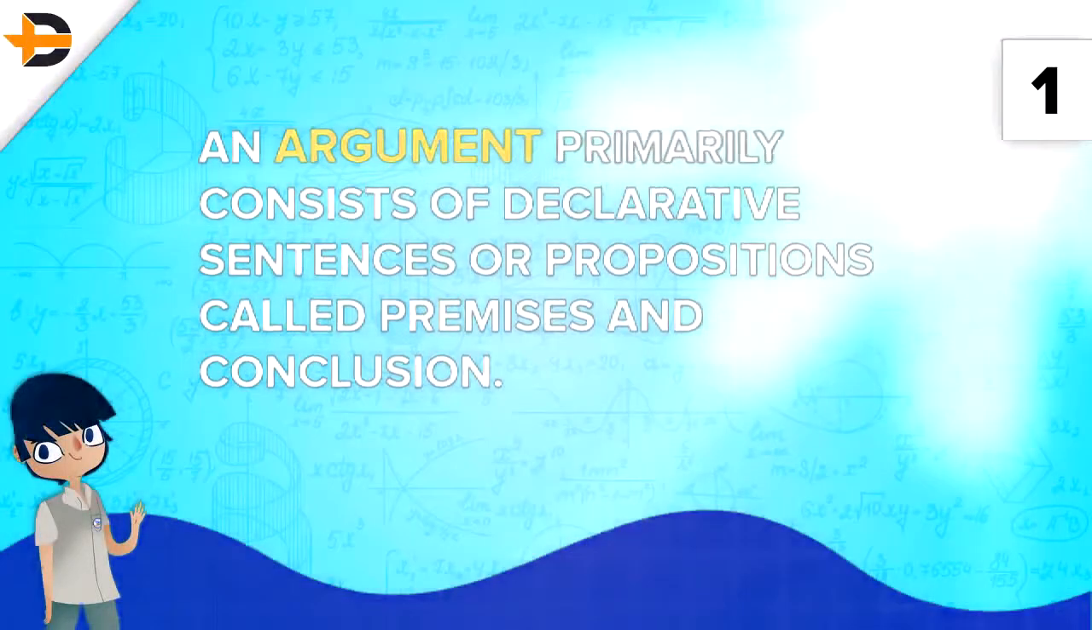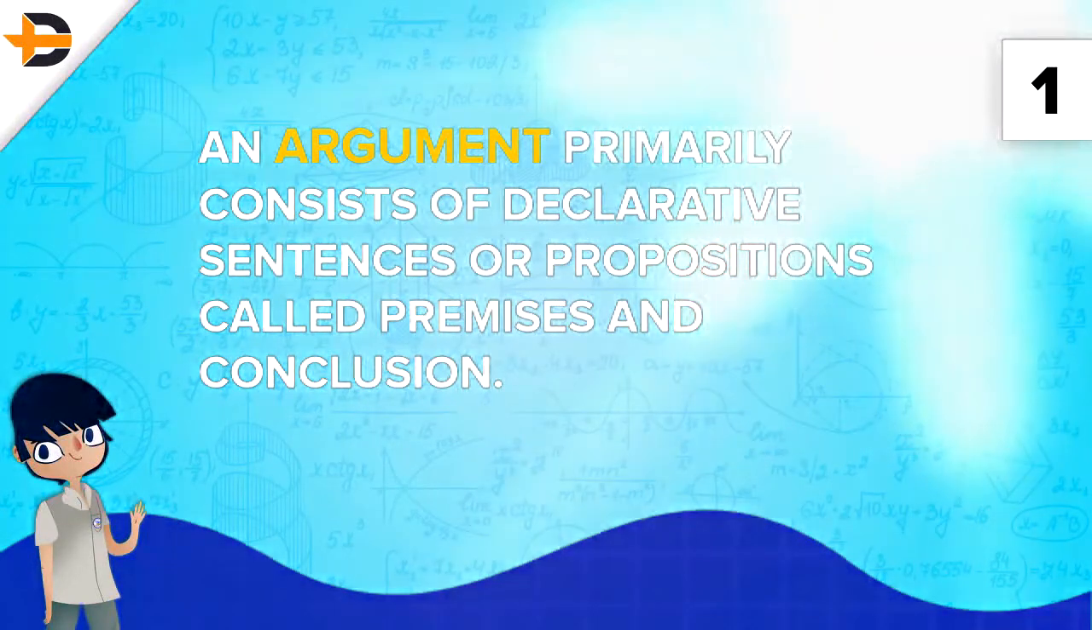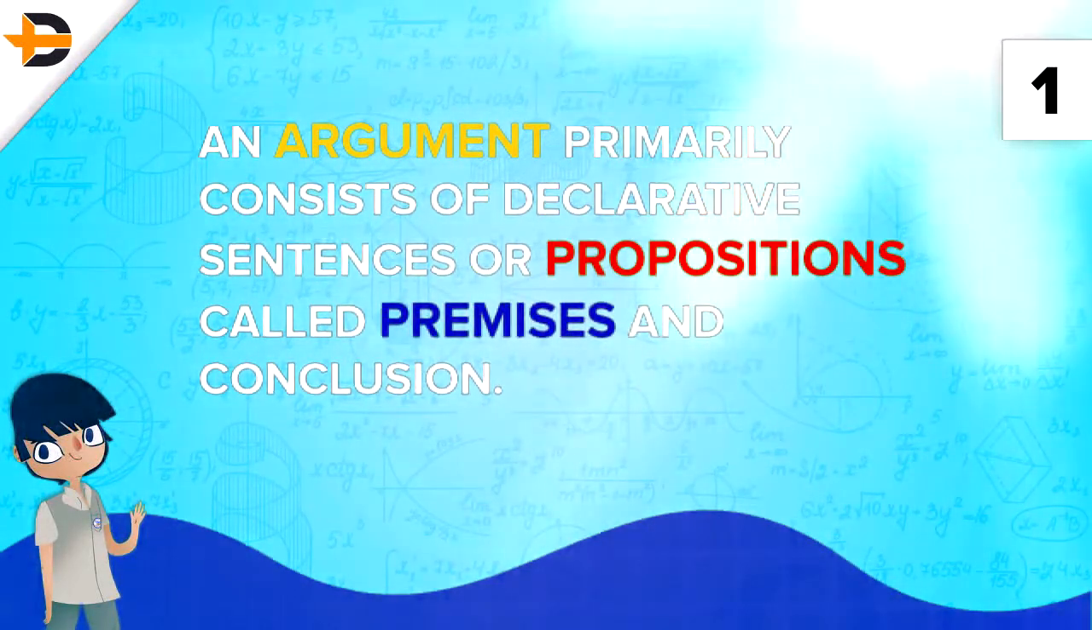Mathematically speaking, what is an argument? An argument primarily consists of declarative sentences or propositions called premises and conclusions. The structure of premises and conclusion forms the basic argumentative structure. Without a premise, a conclusion cannot be considered an argument, and without a conclusion, a premise cannot be considered an argument either. The premise is the Romeo to his Juliet, the conclusion, the yin to the yang, and the spaghetti to his pasta.